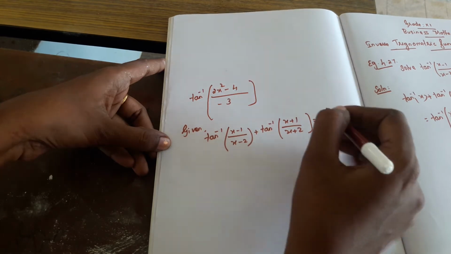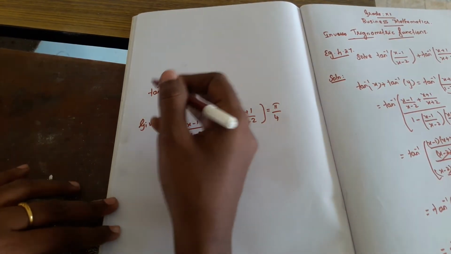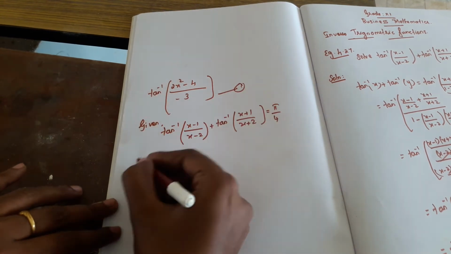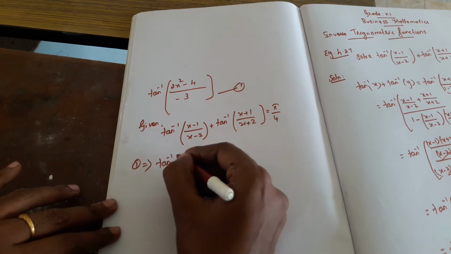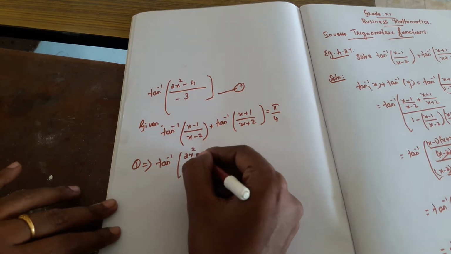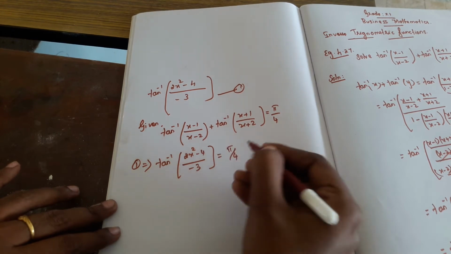It is given in the question. Okay, so the value is equal to pi by 4. Now this value will be simplified as 1, so take it as 1. So equation 1 implies this value, so you can write it as tan inverse of (2x square minus 4) divided by minus 3 equal to how much? Pi by 4. Is it right?